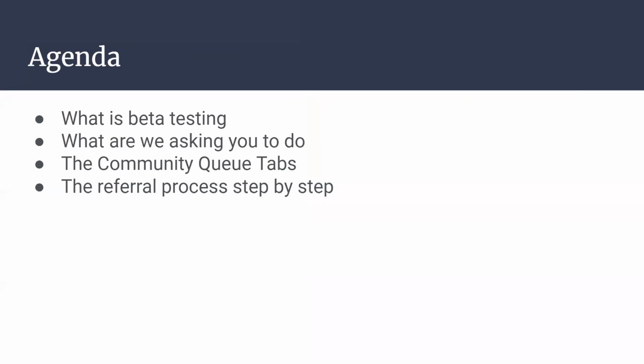We're also going to talk about what we're asking you to do. We're going to go through all of the different tabs. In Clarity, there's a level of tabs for clients, and if you go into a program enrollment, there's another level of tabs. Community Queue and Referrals have a set of tabs as well. So we're going to go through the Community Queue tabs, and then go through the referral process step by step. The intent of the hour we spend here is to get you acclimated to the process.